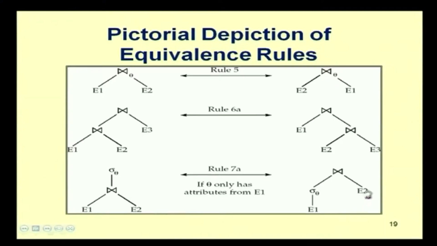What he is saying in this 7b is, if you have a theta here and that theta involves only E2, then you can do both of these select operations before you do the join operation. So, that makes it much better.